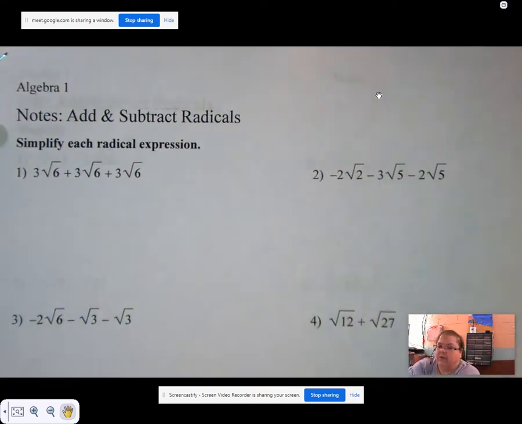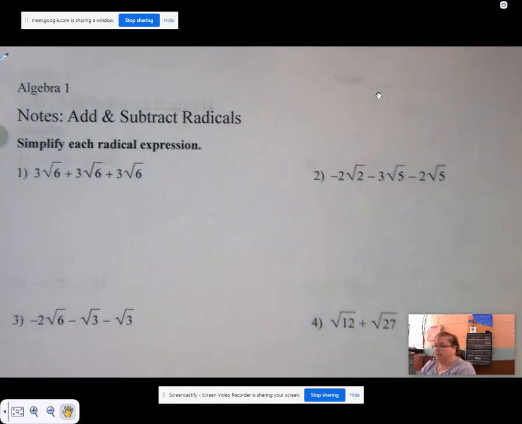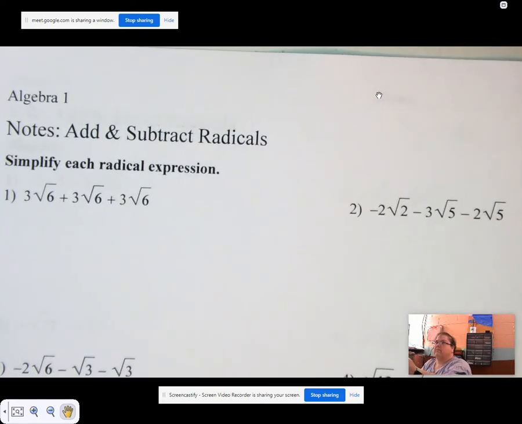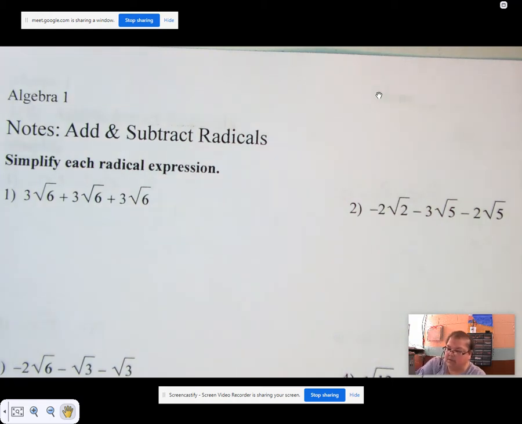A few notes that we need to take about adding and subtracting radicals before we begin. Okay, so here we go.